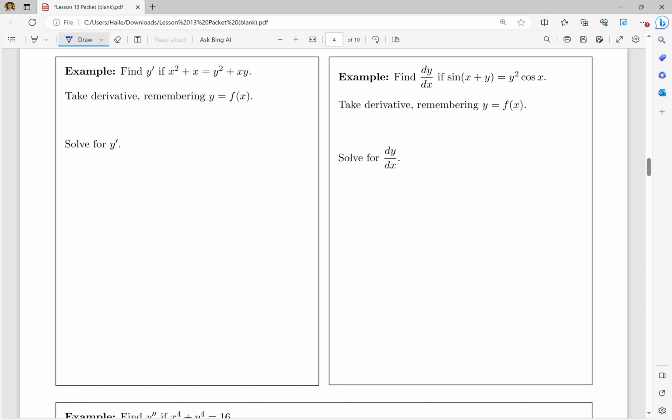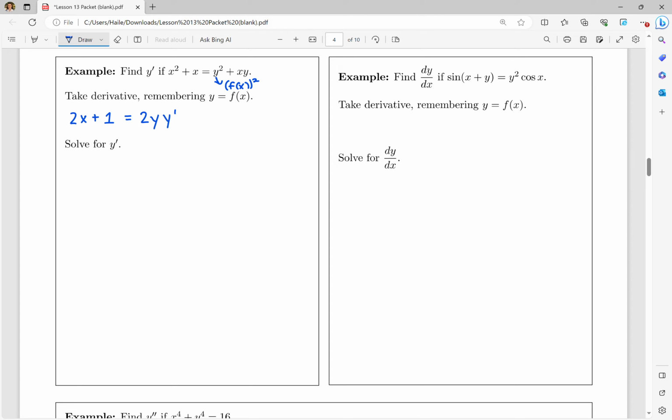Okay? So let's start with the first term. x squared is going to give us 2x. Plus x, the derivative of x is 1. The derivative of y squared is 2y. But what I really have here is f of x quantity squared, so I really have the chain rule hidden in here. Once I've done 2y, I have to multiply by the derivative of y, which is y prime.